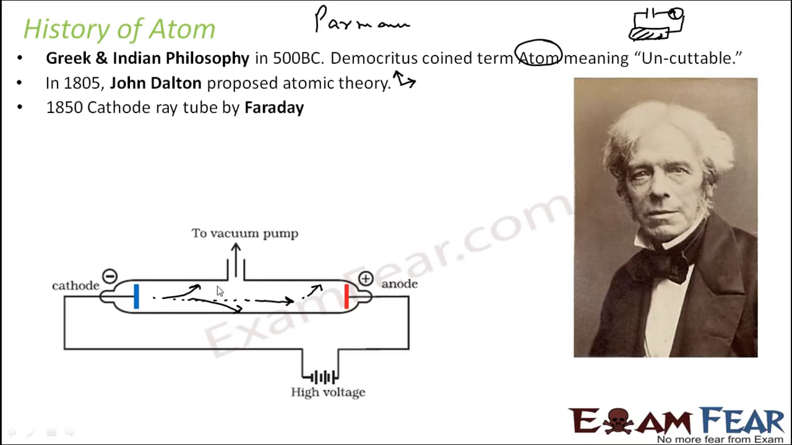So the question was why the path deviates in the presence of a magnetic field. See, a magnetic field deflects charge. So that means these particles which you see in the cathode ray tube are charged particles. That is, they are charged particles.